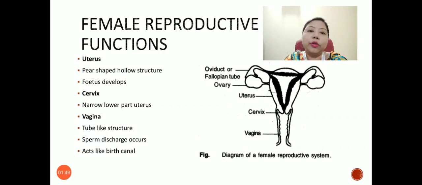So I hope that you have understood both the male and the female reproductive system, and also the functions and the difference between these two reproductive systems. So in the next class we'll be discussing what happens after the male and the female gamete fuse with each other, what is the next stage. We'll be discussing that in the next class.